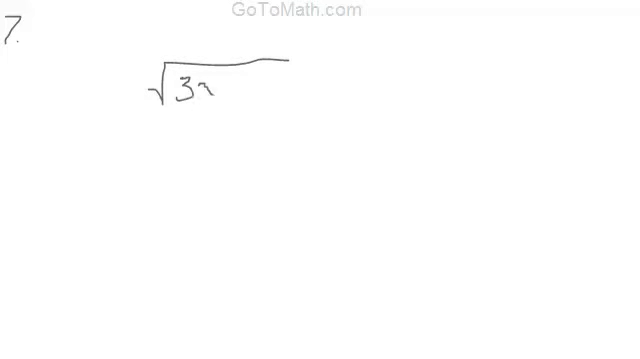This is number 7. Actually, let's move this up a little bit. We have the square root of 3x plus 4, and that is equal to 2 plus the square root of x.